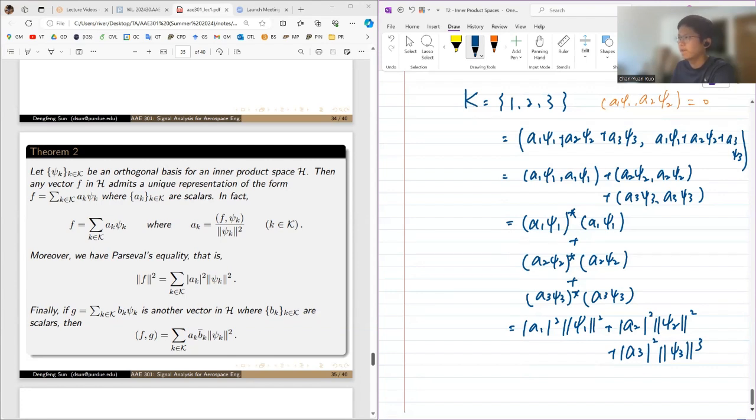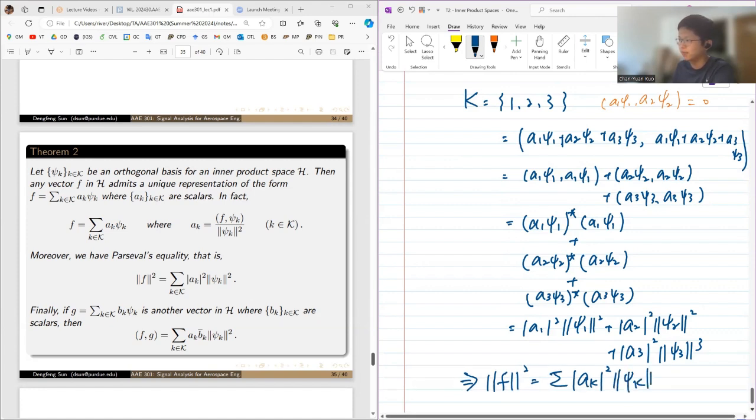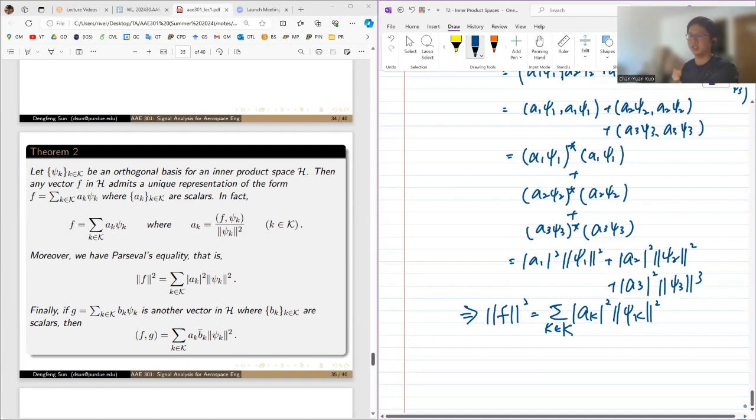We can write this in a more general way: the squared norm of f equals the summation of the square of the absolute value of ak times the squared norm of psi k, where k is in the set kappa. All right, so this is how we can obtain Parseval's equality.